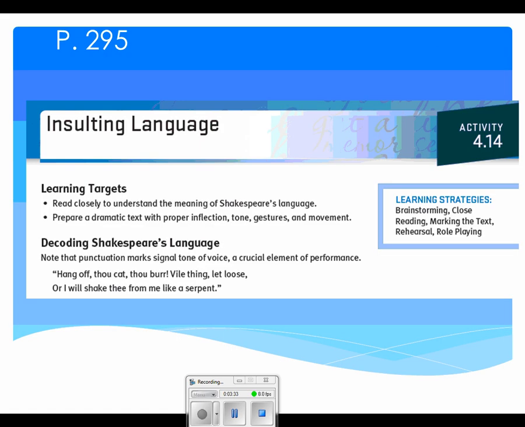And I want you to open up your Springboard to page 295. Once you're there, take those 2 learning targets and diffuse them. So circle those verbs, underline those nouns. It's just a repeat of what I've already gone through with you.